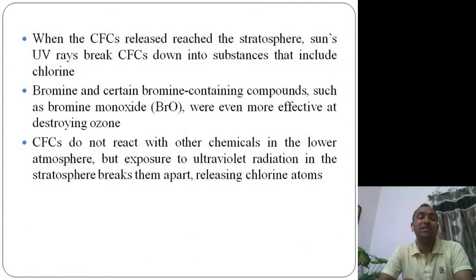Now, when CFCs reach the stratosphere, ultraviolet rays break down the chlorofluorocarbons and release chlorine. This chlorine is very dangerous, as we said, because it depletes the ozone layer. Besides this, bromine and certain bromine-containing compounds, such as bromine monoxide, are much more effective in destroying ozone. One of the problems with CFCs is that they do not react with other chemicals in the lower atmosphere, but exposure to ultraviolet radiation at the stratospheric level breaks them apart, releasing chlorine atoms.